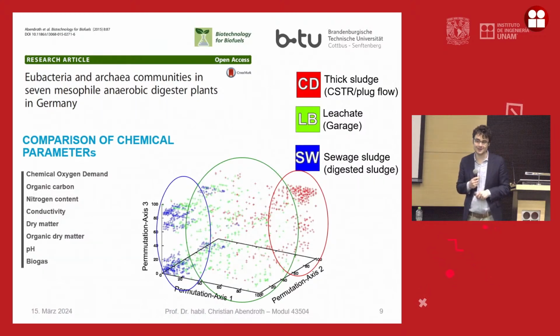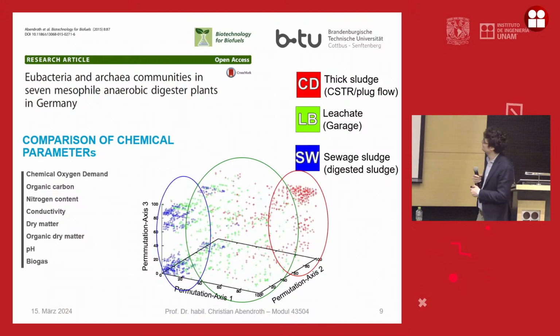The principal component analysis is usually very abstract and not so easy to catch. And here is really something easy to understand, and it also gives some additional information. For example, the thick sludge is usually at higher values than the sewage sludge. And the leachate is somehow in between, which also makes sense.